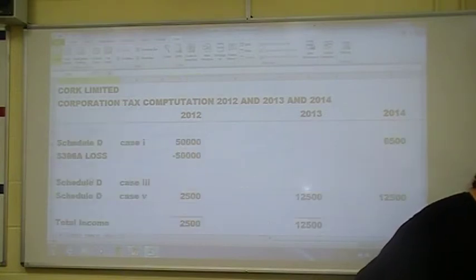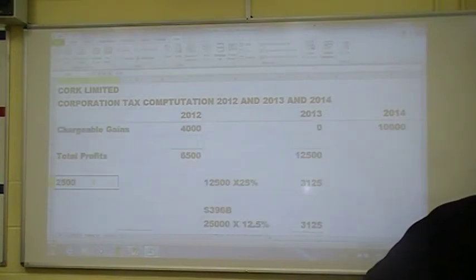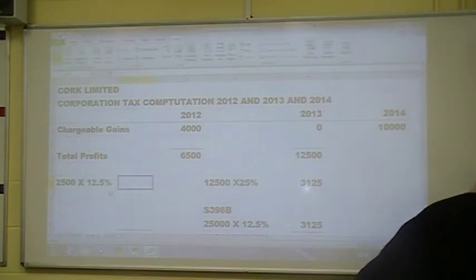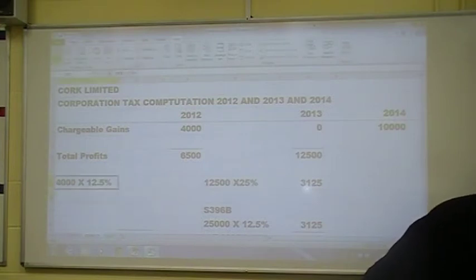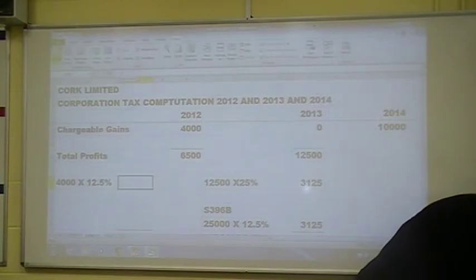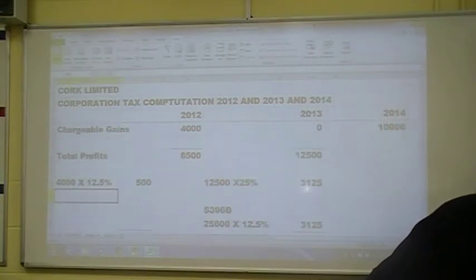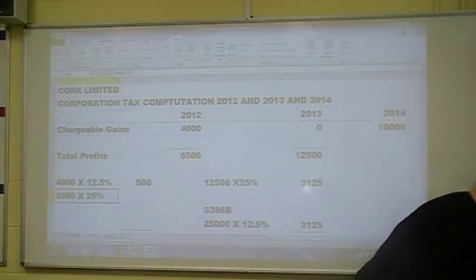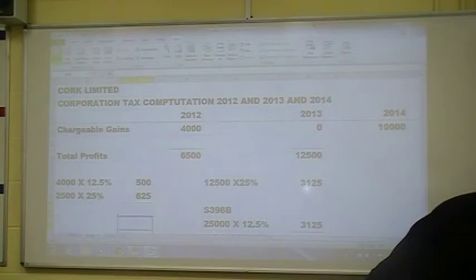Okay, so we have 4,000 by 12.5%, sorry, 4,000 isn't it? By 12.5%, our charge of gain, which is 500 euro. And then our other one is 2,500 by 25%, which is 625, which gives us 1,125 of a liability, isn't it?